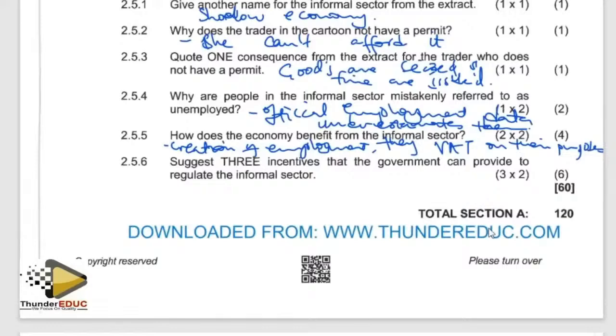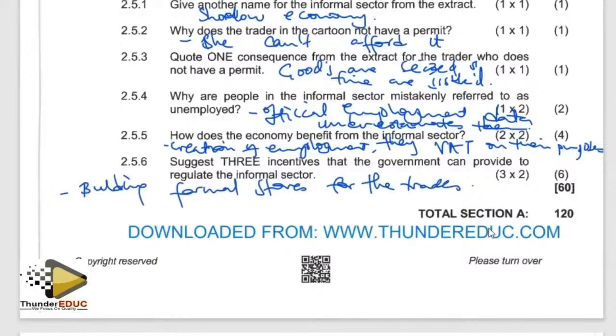2.5 Suggest 3 incentives that the government can provide to regulate the informal sector. What can the government do? We say building formal stores for the traders, where they can be placed such that the government can regulate this informal sector.